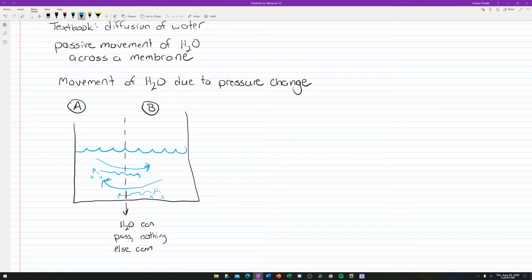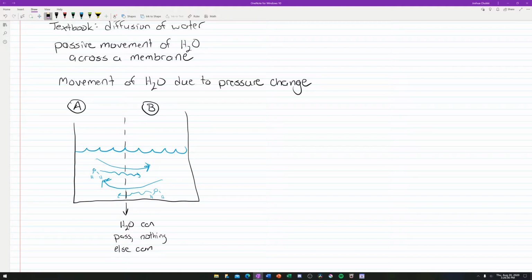But the movement of water molecules from side A to B and from side B to A have equalized out. So it's an equilibrium. Therefore, the volume of water in side A and the volume of water in side B are the same. Okay, we've got that out of the way.